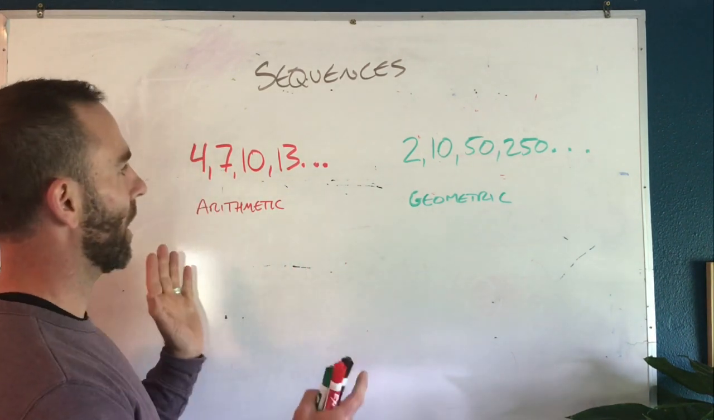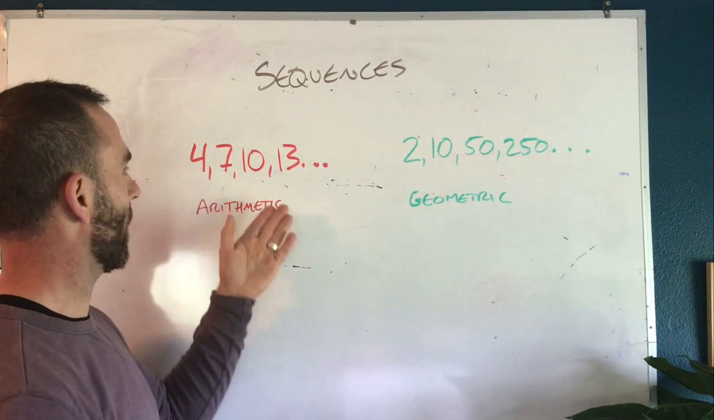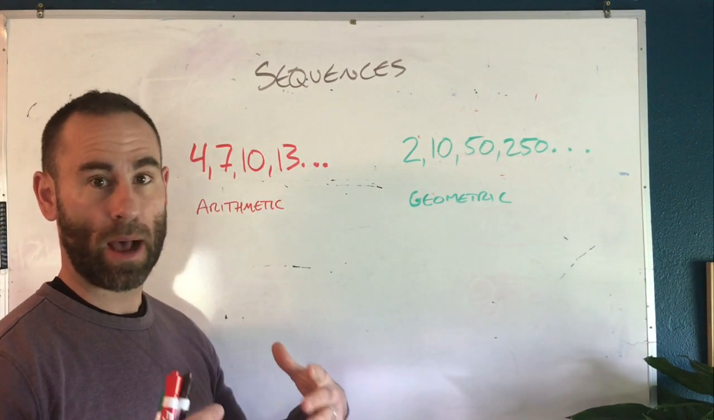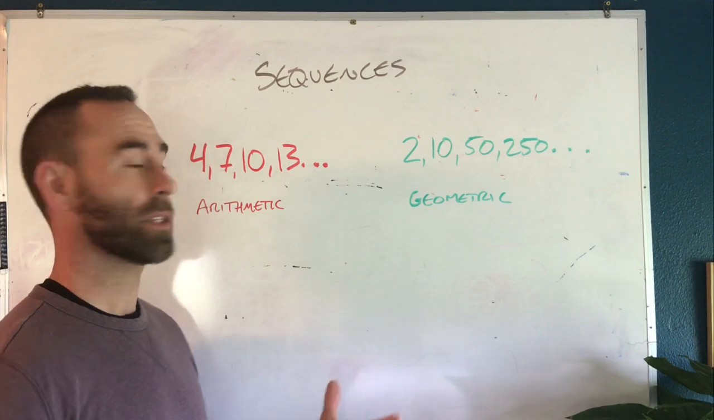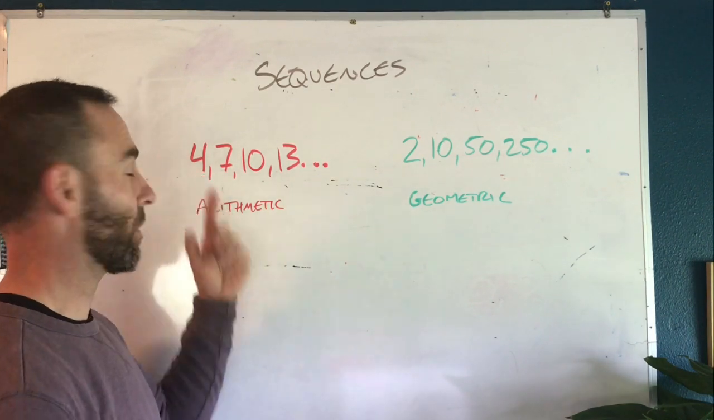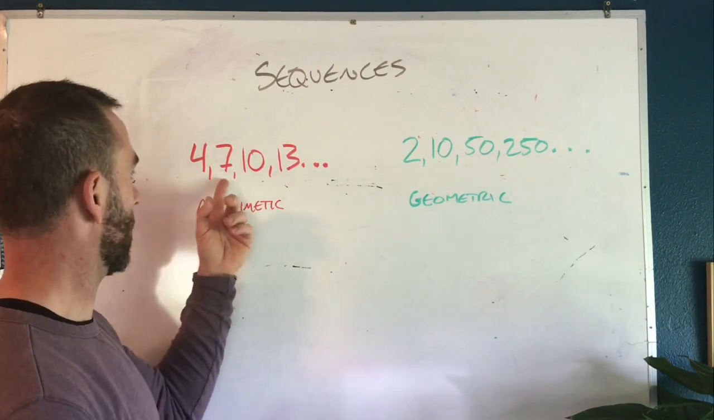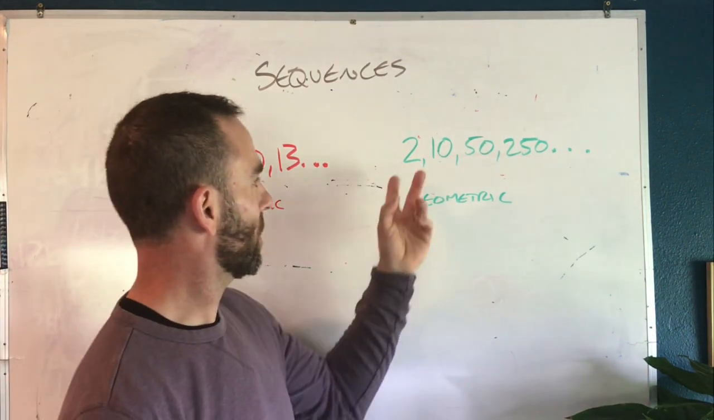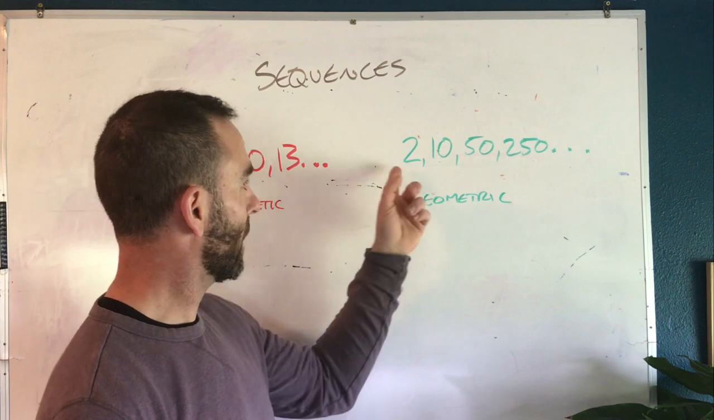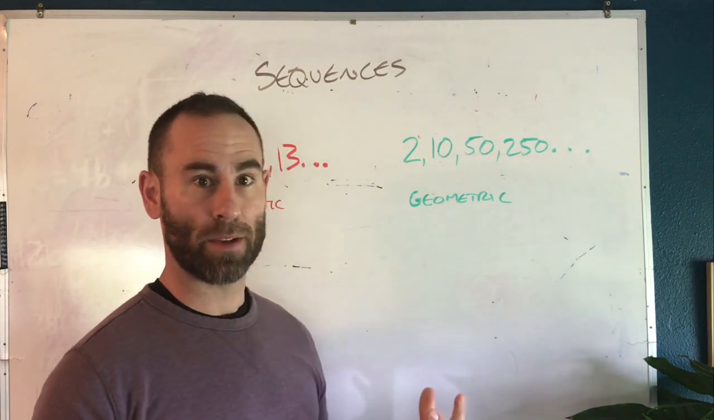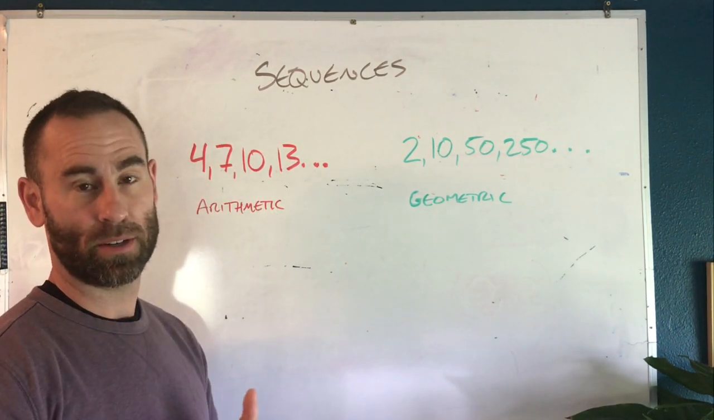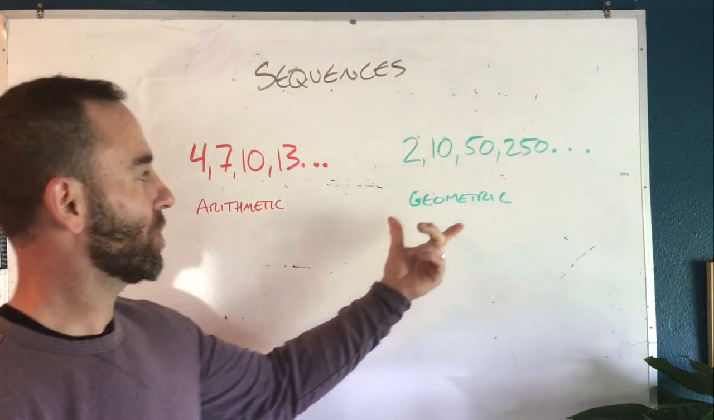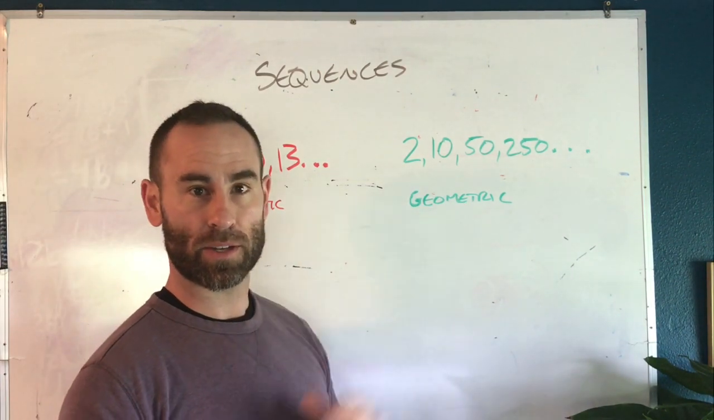Okay, so the two I have up here, one of them is adding by 3. One of the things we're trying to do is find out how the sequence is working or what rule the sequence is following. In this case, our first value is 4, and it is growing by 3. In the second situation, our first value is 2, and it is multiplying by 5. If the sequence is changing by addition or subtraction, that is an arithmetic sequence. And if it's changing by multiplication, that is geometric.